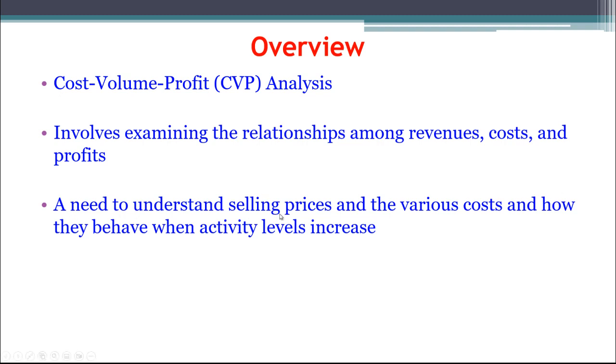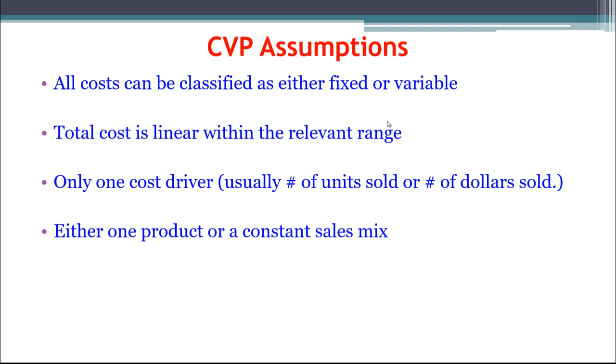We need to understand selling prices, and they need to relate to our costs. They need to be above our costs, but they need to be reasonably above it to enable us to generate profit. We need to know how all of these things are impacted by an activity level change. That's the point here.